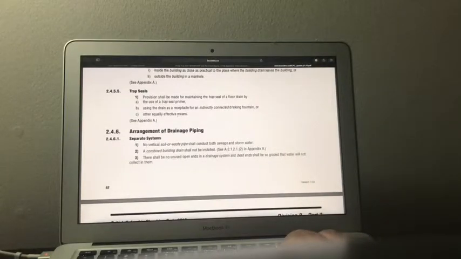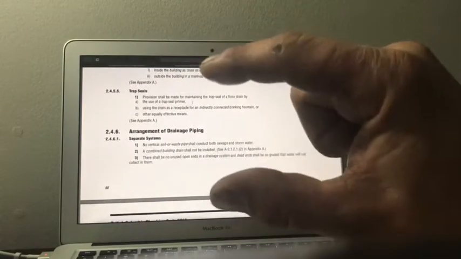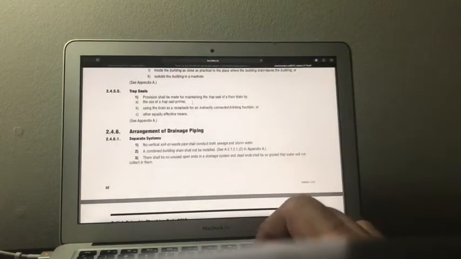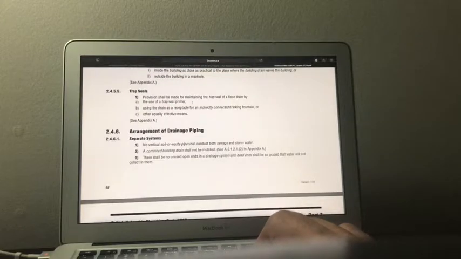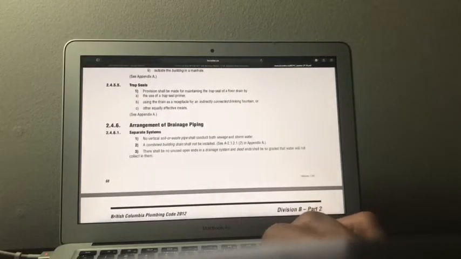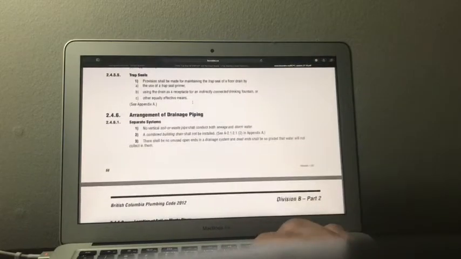Provisions that trap seals. Provision shall be made for maintaining the trap seal of a floor drain by the use of a trap seal primer. So trap seal primer, obviously just a little brass device we're going to put in there. That's going to drip down and prime our floor drain and keep the trap seal primed. The water level primed. Using the drain as a receptacle for an indirectly connected drinking fountain or equally effective means.